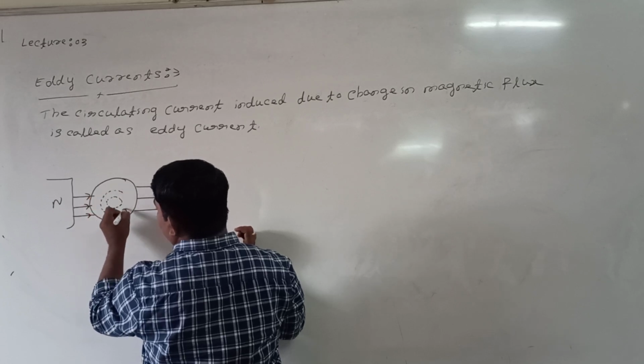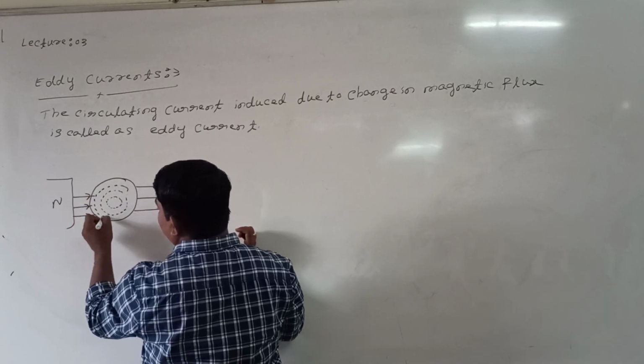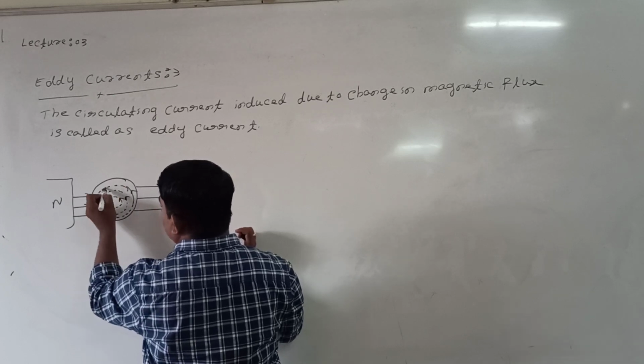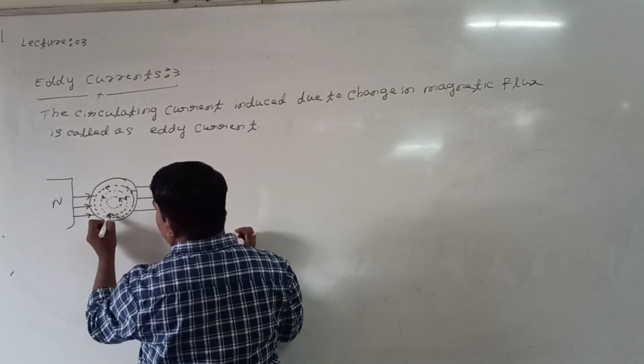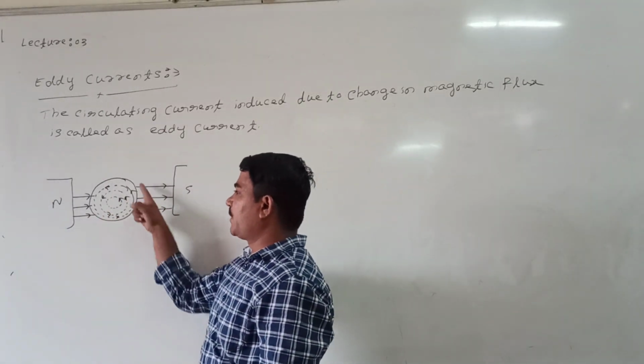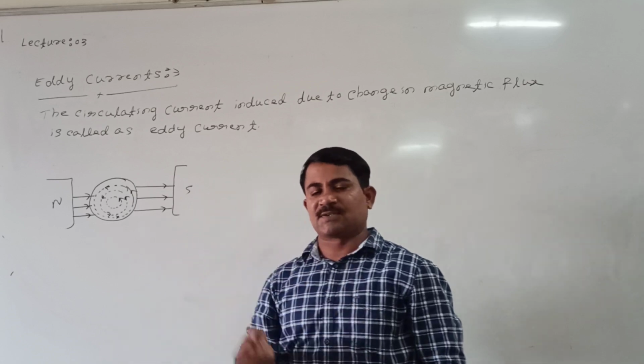In this way, all electrons can experience magnetic force. Then how can the current flow? Current can flow in this way. What is it? The circulating current produced due to a change in magnetic flux is called eddy current.